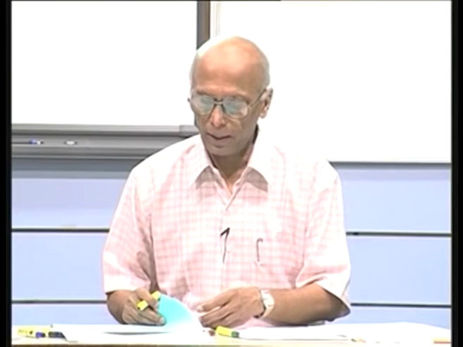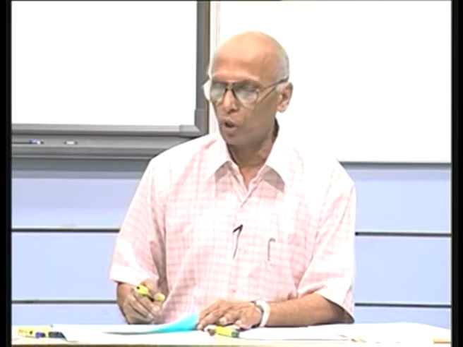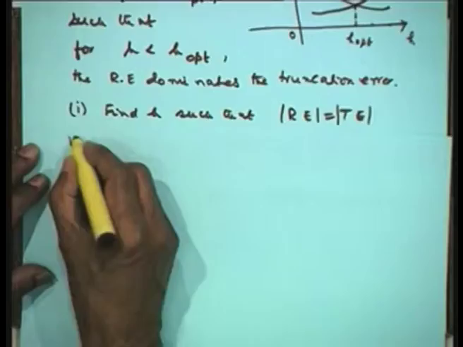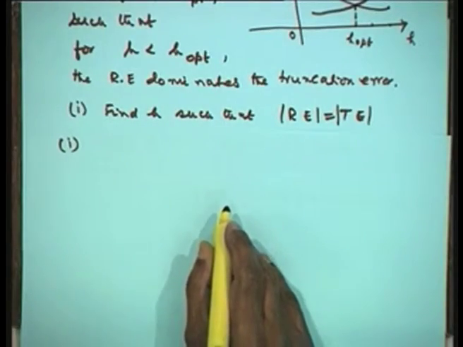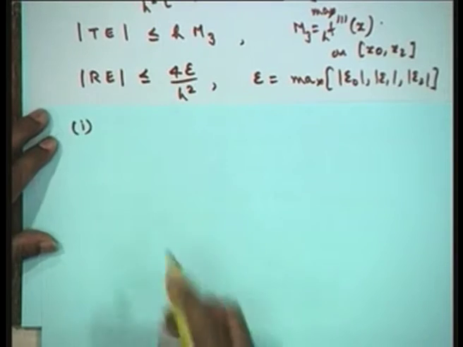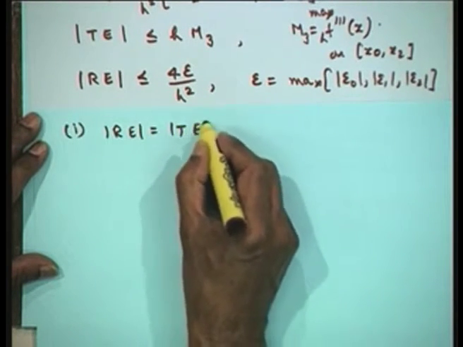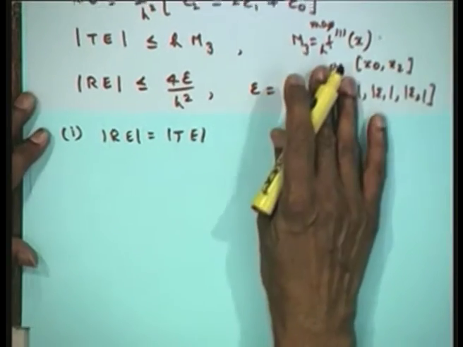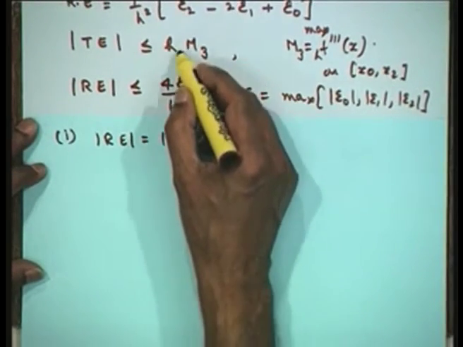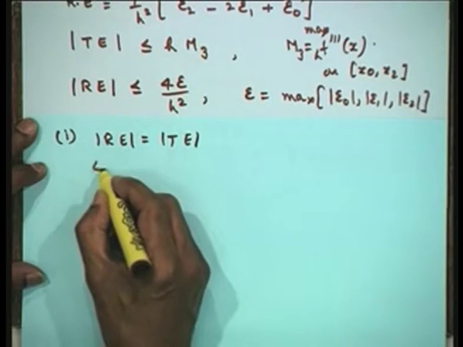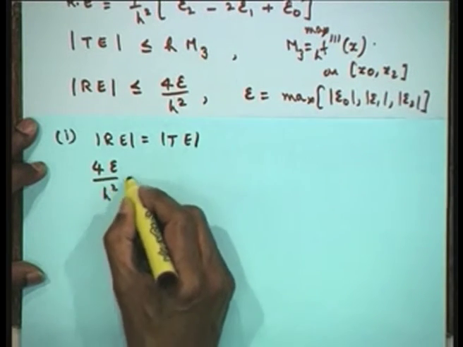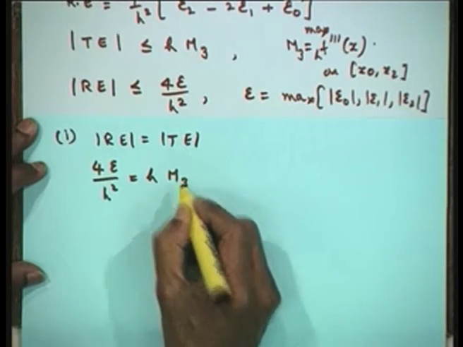Now, this will completely tell us why we are talking of the possibility of numerical instability in the numerical differentiation methods. Now, let us use this first criterion for the problem that we are just now discussing. So, let us go back to this. Now, the magnitude of round off error is equal to the magnitude of truncation error. Therefore, I need to have 4 epsilon by h square is equal to h into M3.